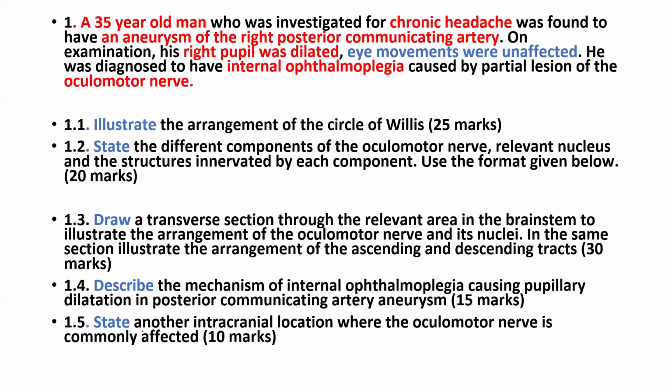Illustrate the arrangement of the circle of Willis. What do we have to tell? The meaning of illustrate is that you have to elaborate on this one. You can use a diagram, otherwise you can describe with simple sentences, but it is better to use the diagram and at the same time use some sentences to describe that. Here we have 25 marks.